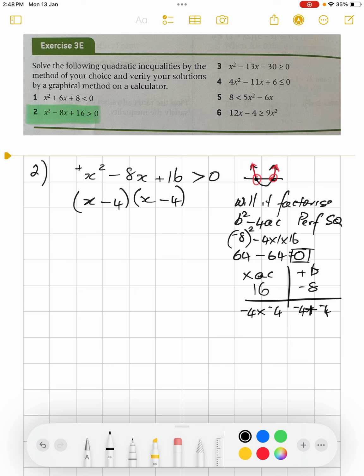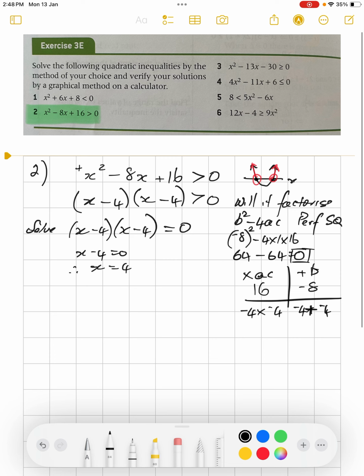Now, that's factorized. However, what I like to do is just solve the equation where it equals 0, so that I can find where it crosses the x-axis. And x minus 4 equals 0, or x minus 4 equals 0, that means x is positive 4. Well, it only has one turning point, and we knew that when we got 0. So really, it doesn't cross the x-axis. It's like skimming the x-axis, like a bird skimming water. It'll just touch the x-axis and not cross.